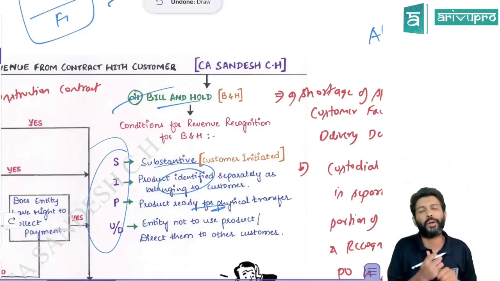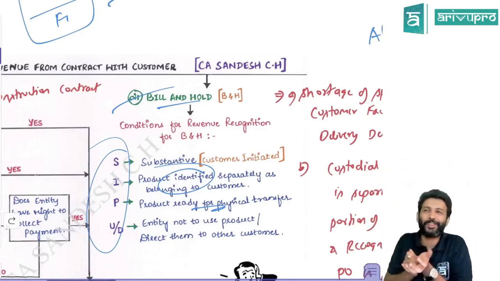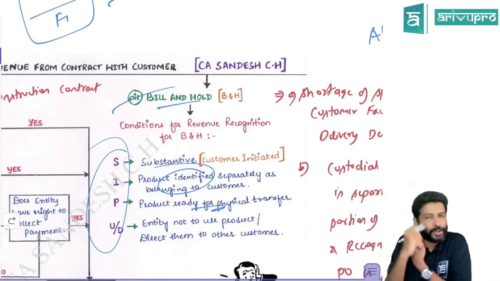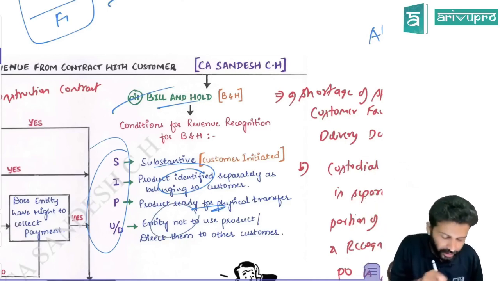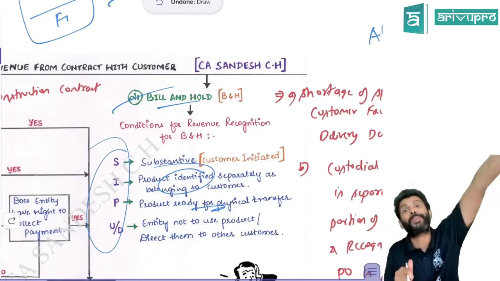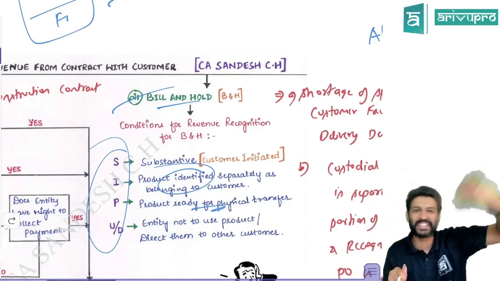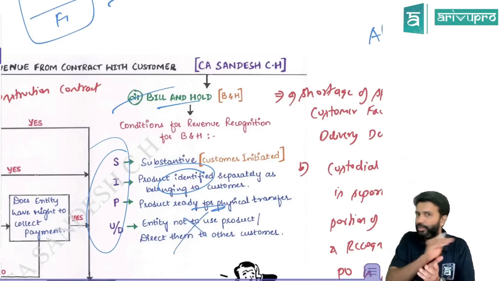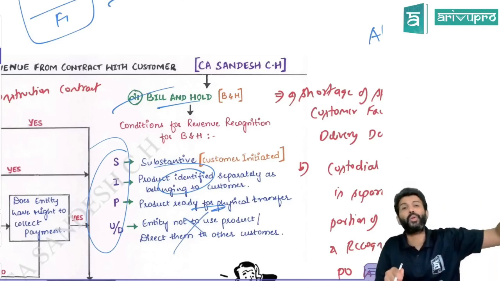U and D: the entity should not use this product. Just because it is there in your factory, you should not use it, because it is not yours. It is your customer's. So you should not use this product or direct its use to another customer. Meaning the entity should not use this product or give it to some other customer. You might think, anyway, that customer is not accepting the product, so let me give it to another customer. That should not happen, because this is not your product. If you want to book it as revenue, you should not do this.